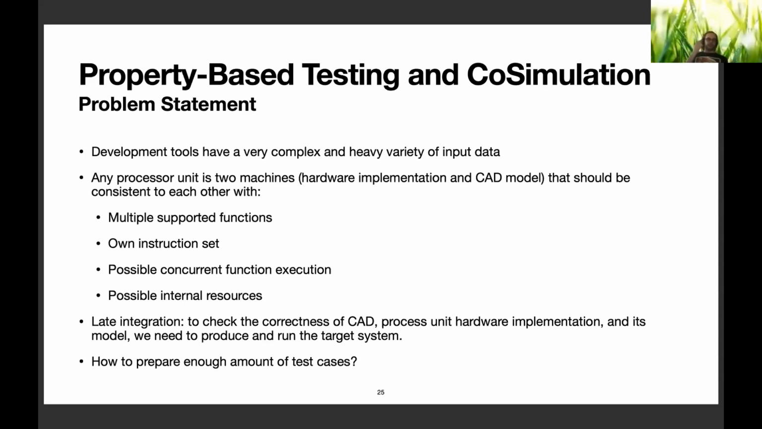And usually our processor units support multiple functions. Any processor unit has its own instruction set. Some of them allow concurrent function execution, and some of them have finite internal resources. And all of those invariants should be checked during the testing process. And also, we should check the consistency of the hardware implementation and CAD models, because if they are inconsistent, we cannot generate correct code.